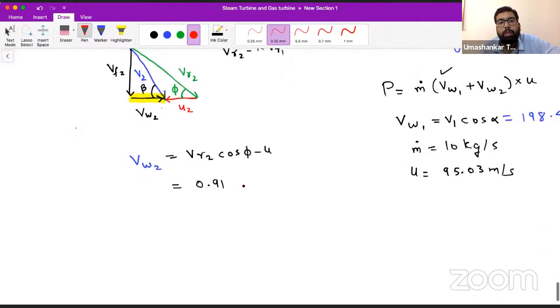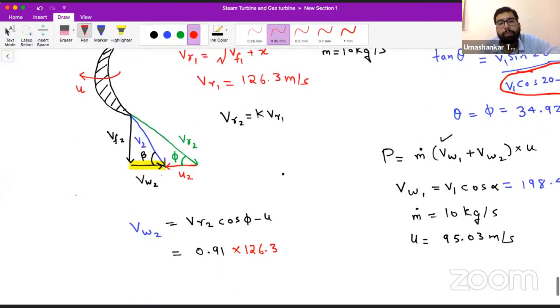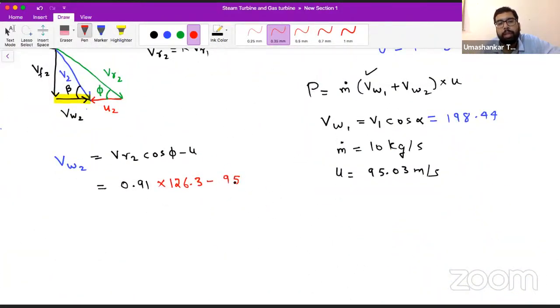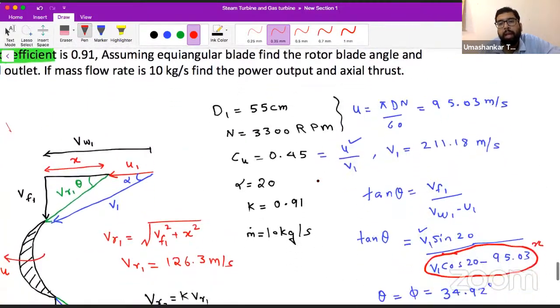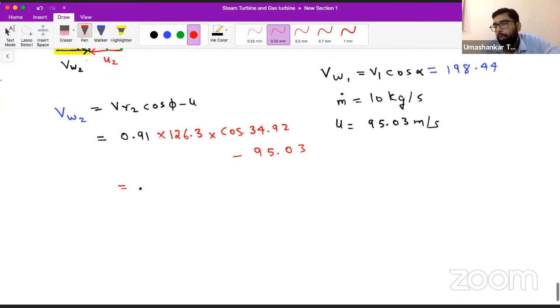So I am placing all the values here. This is 126.3, minus U, which is given to us. We have calculated it as 95.03, and we have to apply this cos phi also. If I'm making any calculation mistake, do let me know in the comments. So this is 34.92 minus U. If you subtract the velocity U, 95.03, it is coming out to be somewhat equal to minus 0.93 or 0.94 meter per second.